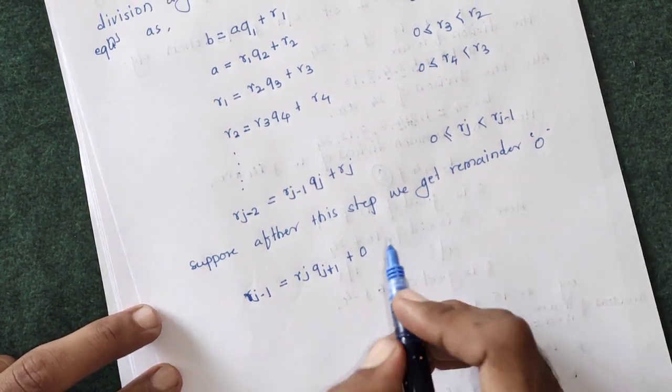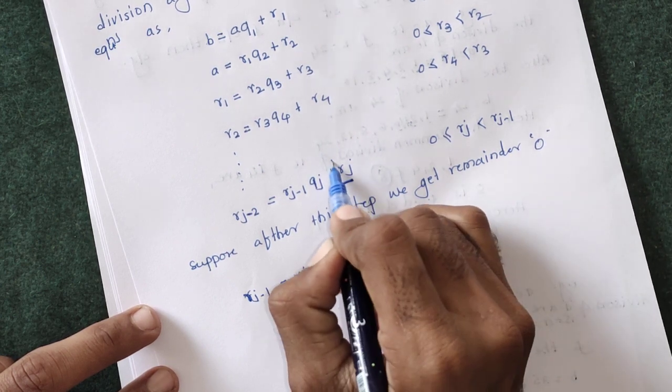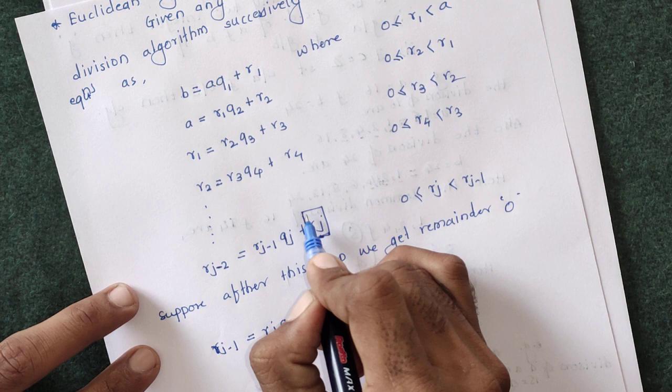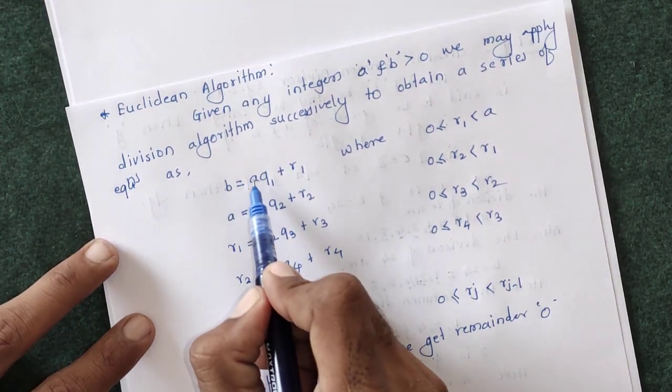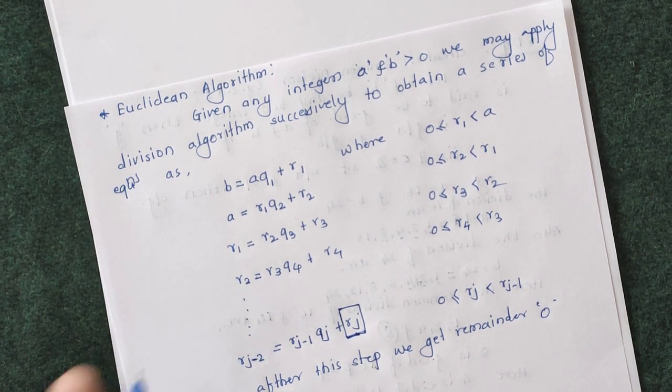Then the non-zero remainder which appears in the second last step is called the greatest common divisor of a and b. This means our Euclidean algorithm is useful to find the GCD of any two numbers.